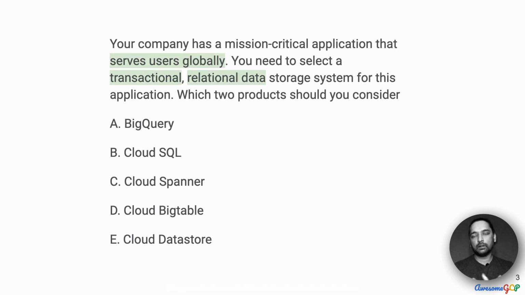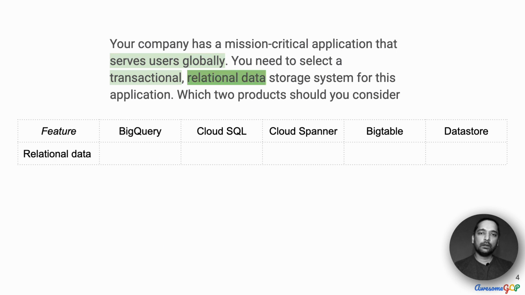Before we discuss within our team to figure out what is the suitable storage system, let's find out the key terms. We need to be able to serve users globally, all around the world. The data needs to be transactional and relational. Okay. What we will do is we will create a table and mark off the products that suit each of these requirements. First, which of these support relational data?